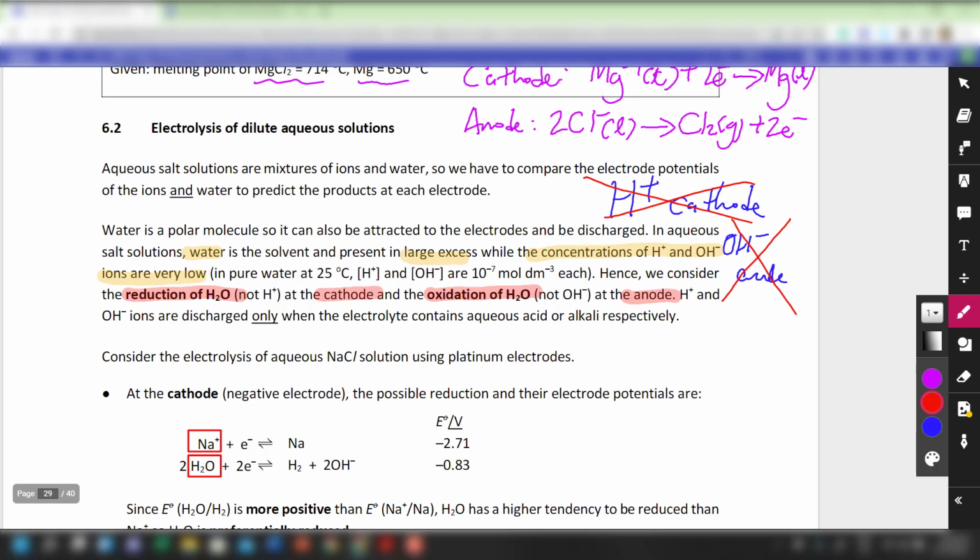Then in that case, is it wrong to say that OH minus will never be discharged at the anodes? No, it can. If you are using aqueous sodium hydroxide, of course you can get OH minus being discharged, or if you are using molten magnesium hydroxide, that is definitely possible. So do remember that.